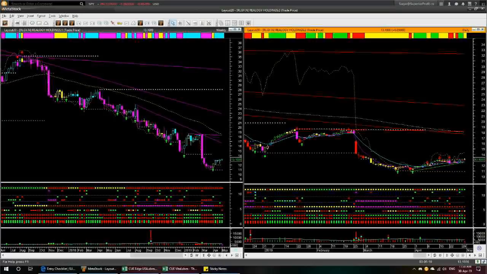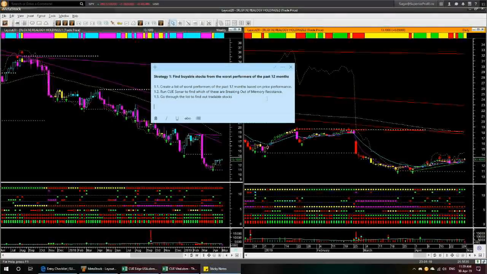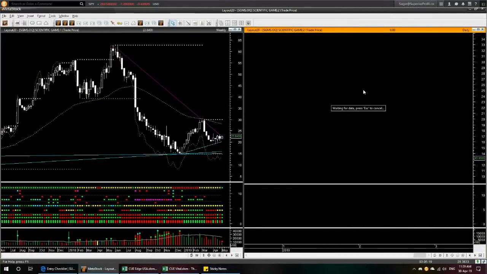RLGY may give us a buying opportunity as a stock that is at extreme low and breaking out. Let me write that down. RLGY may be a stock following this strategy number 1. Let's see if there was any other stock found.